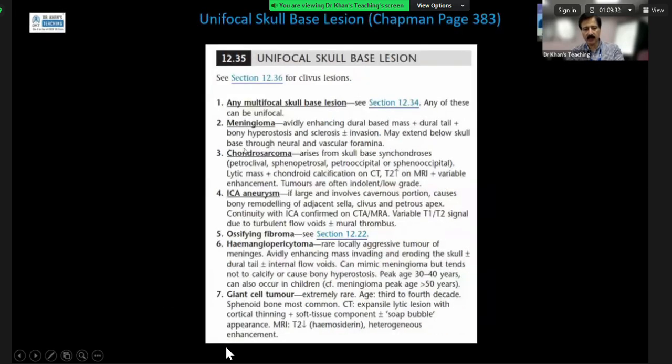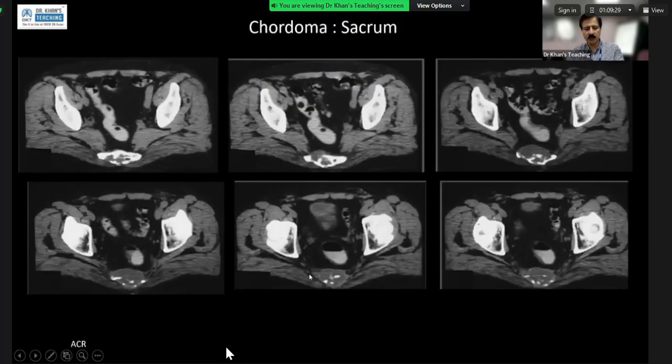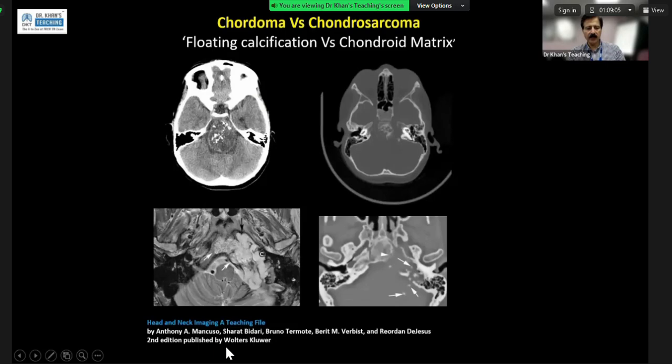And here is a case from the sacrum. You see, this is a case of the sacrum. Now, look at the radiology of this on a CT scan. What you see is that there is liquefaction of the bone, and the destroyed bone fragments are sort of floating in it. So this is how a classical chordoma behaves on a CT scan. Look at this case here. Here is a midline tumor which is replacing the clivus, and you can see a lot of necrosis, and there are punctate, floating bones within it.